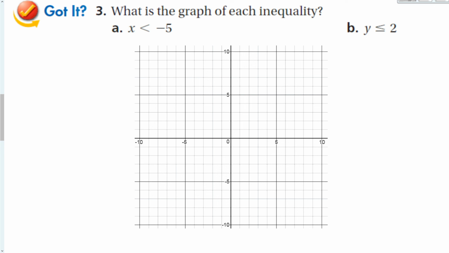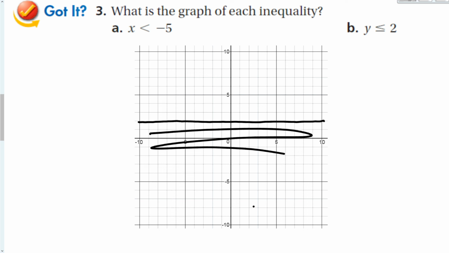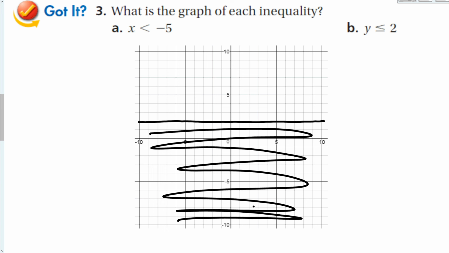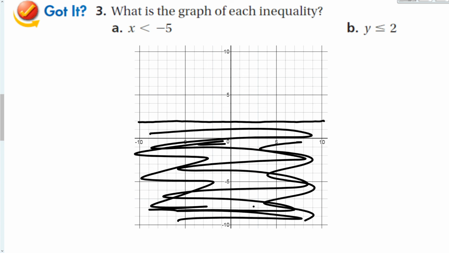Let's clear off the graph, and let's do y is less than, or sorry, less than or equal to +2. So my line is going to look like this, and I'm going to shade in the bottom region right down here.